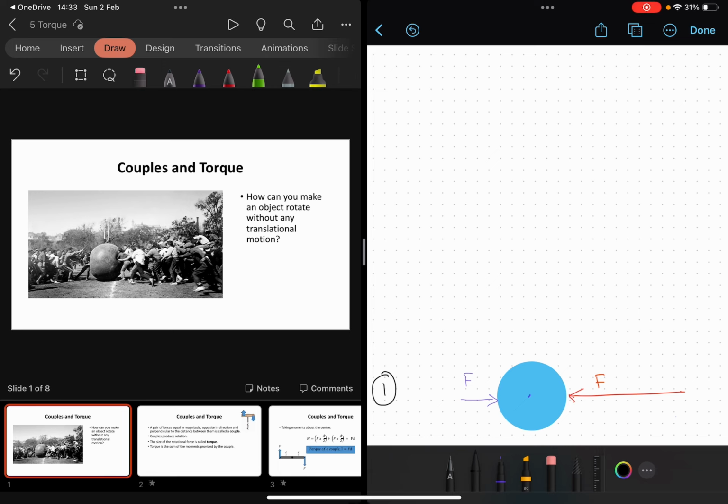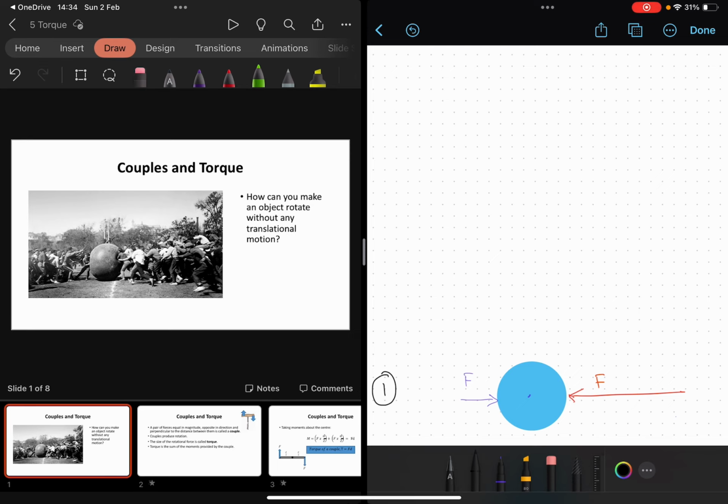The first one, which I've drawn for you, is literally to push as those two arrows are showing. And I think that's going to generate what we call translational motion, which basically means the object is going to move either to the left or to the right. It depends who applies the biggest force. There's going to be no rotational motion at all if you apply the forces as shown.